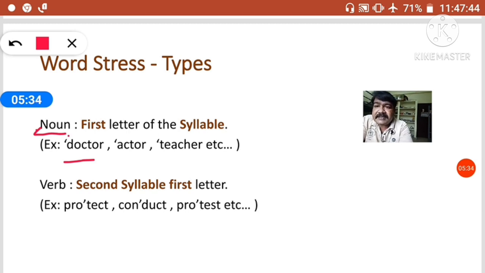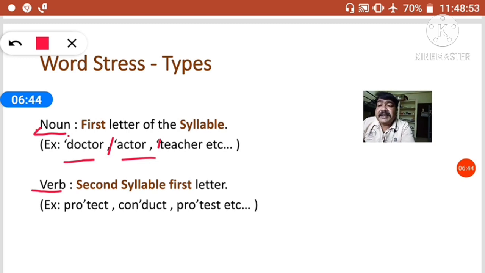Okay, now take the second example, actor. Actor, the stress is at the first letter. And now teacher, where is the stress? T, right here. Here we have to keep the stress symbol in a noun, right? Fine. Now let us come to the next type, verb. Now where will the stress mark appear in the verb?